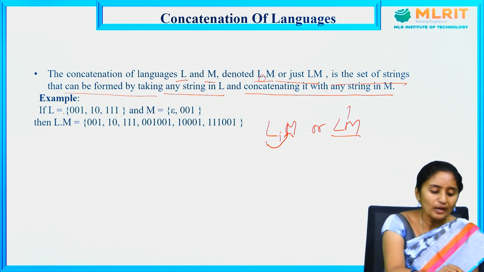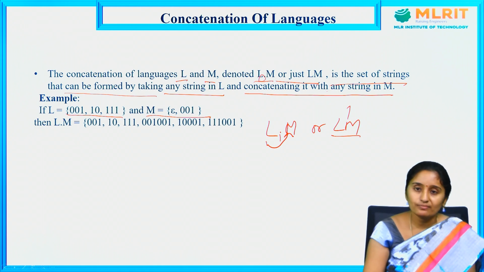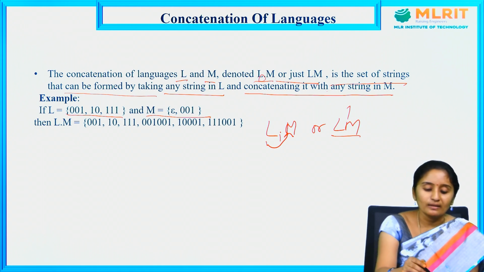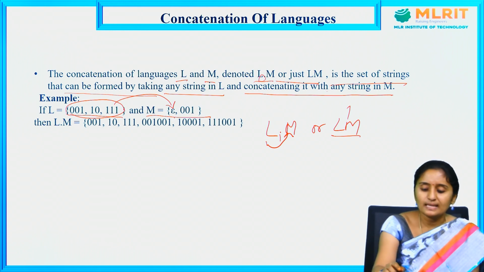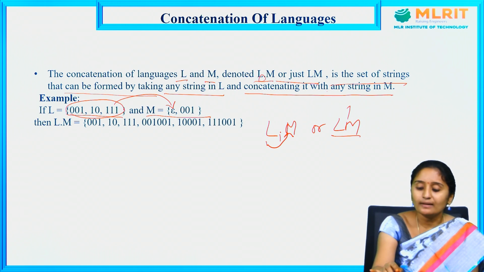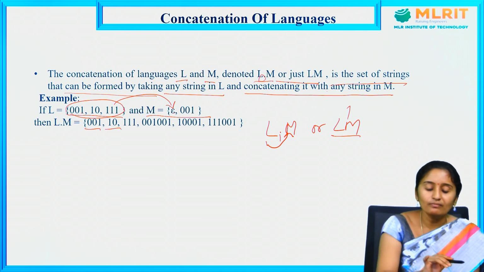See here, if L equal to 001, 10, 111 and epsilon, this is one language, and M is one more language. Epsilon is nothing but the empty string. So the first part, I am concatenating all these four strings with the first string of M. 001 into epsilon is 001, 10 into epsilon is 10, 111 into epsilon is 111.